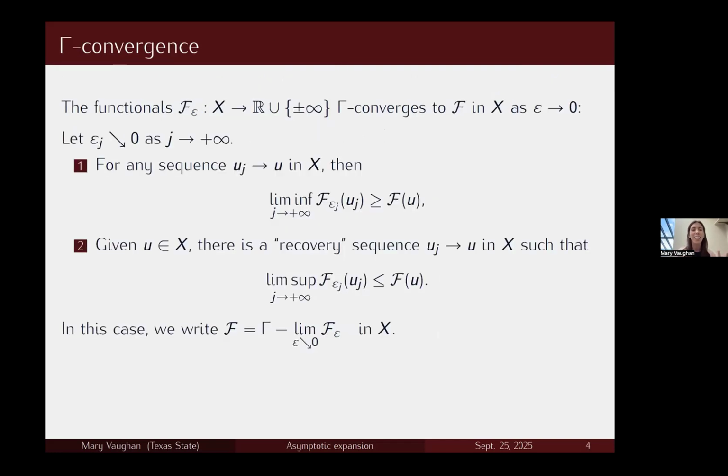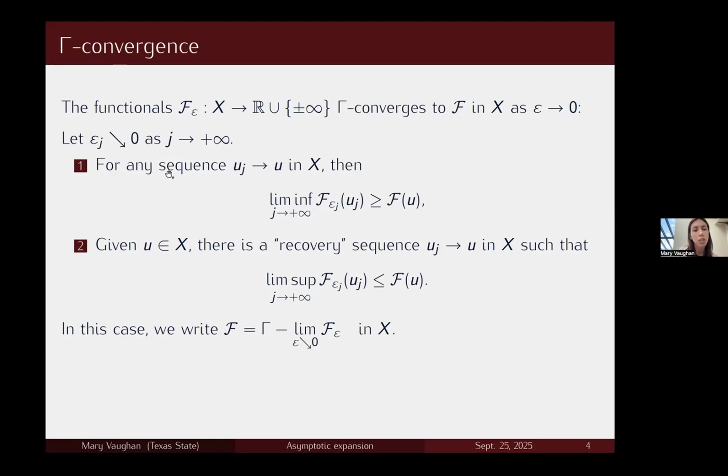I assume that probably everyone here knows what gamma convergence is, but in case there are some graduate students that don't, I just want to have a quick one slide. This is what gamma convergence is, so that when I use the terminology, we're all on the same page. We say a sequence of functionals defined on some function space X gamma converges to another functional as epsilon goes to 0 if the following happens along subsequences, as epsilon j converges to 0 as j goes to infinity.